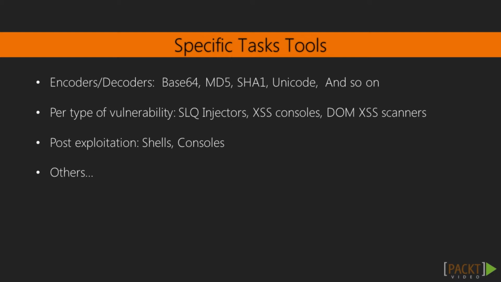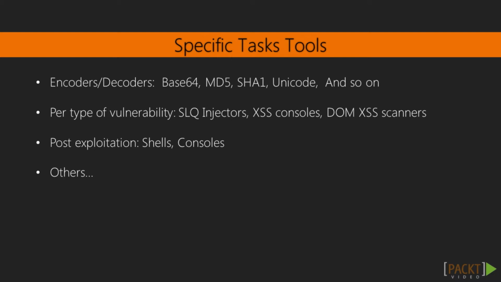Base64, MD5, SHA1, and Unicode. Tools that are created to exploit a specific type of vulnerability, for example, SQL injectors like SQLmap, XSS consoles like BeEF to demonstrate the impact of XSS, DOM XSS scanners like Dominator, and many more.